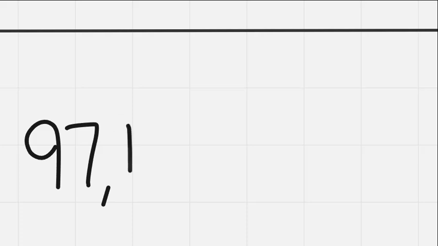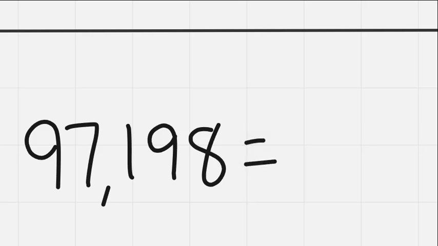The next number we're going to round is 97,198. I'm going to give you a few moments to round 97,198 to the nearest hundred. Please do so now. Let's see how it works.